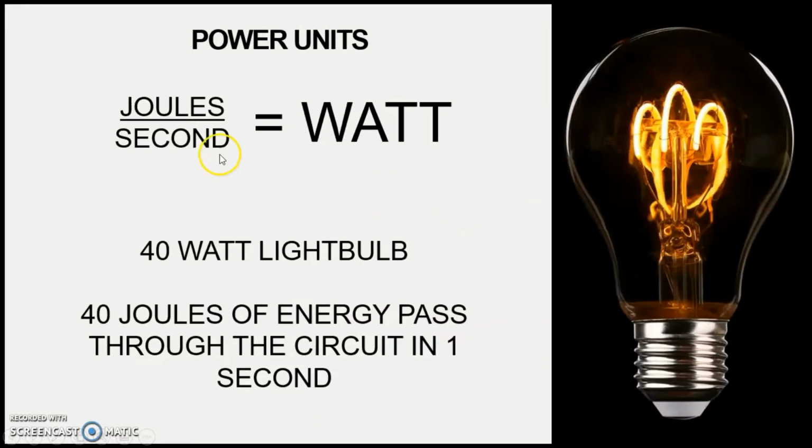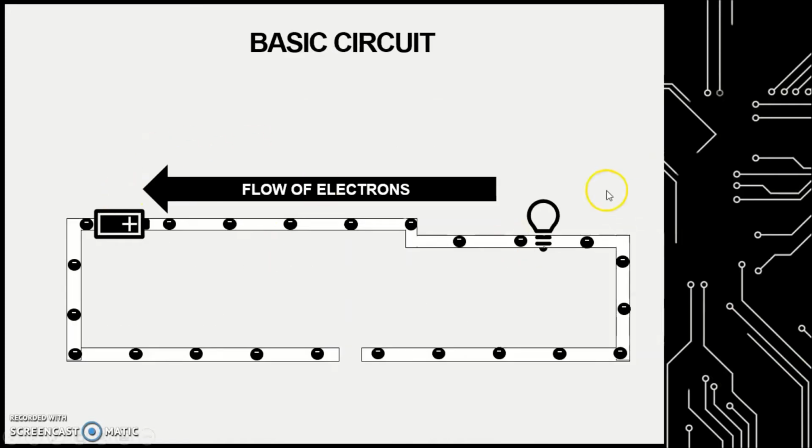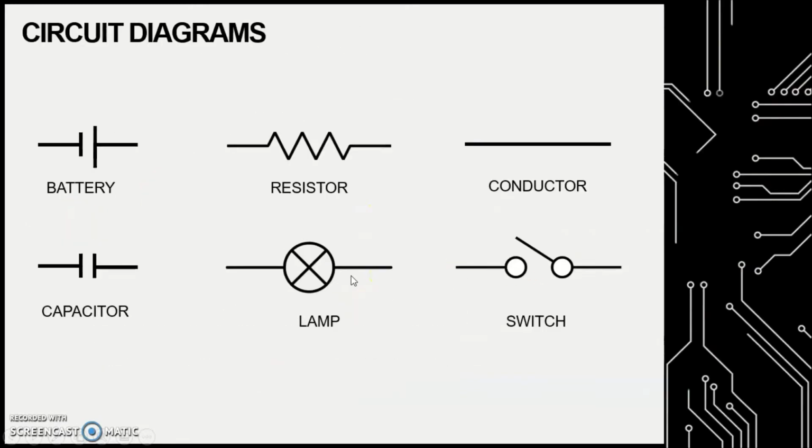The units of power are joules per second, or watts. I'm sure we've all seen the 40-watt light bulbs at the store, but I'm not sure we've ever realized what that means. That means that 40 joules of energy are passing through the circuit in 1 second. That means that in this circuit, if this is a 40-watt light bulb, 40 joules of energy are passing through here every second to light this light bulb up.